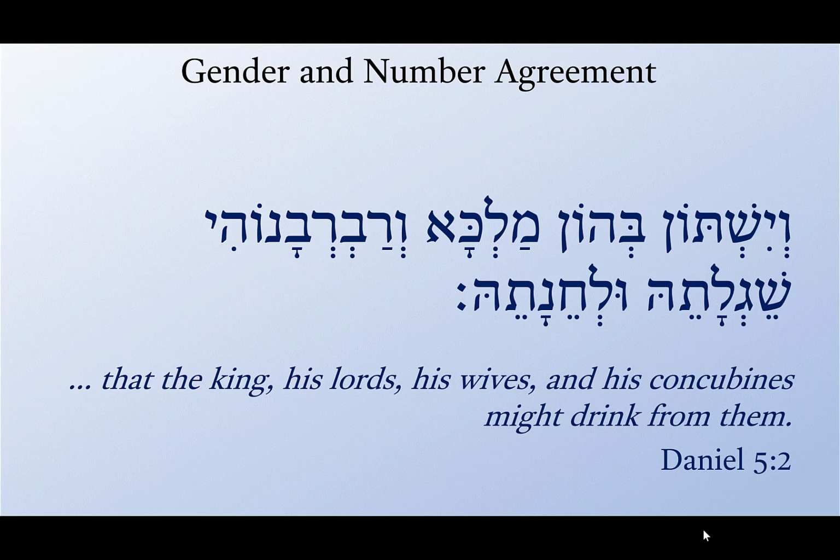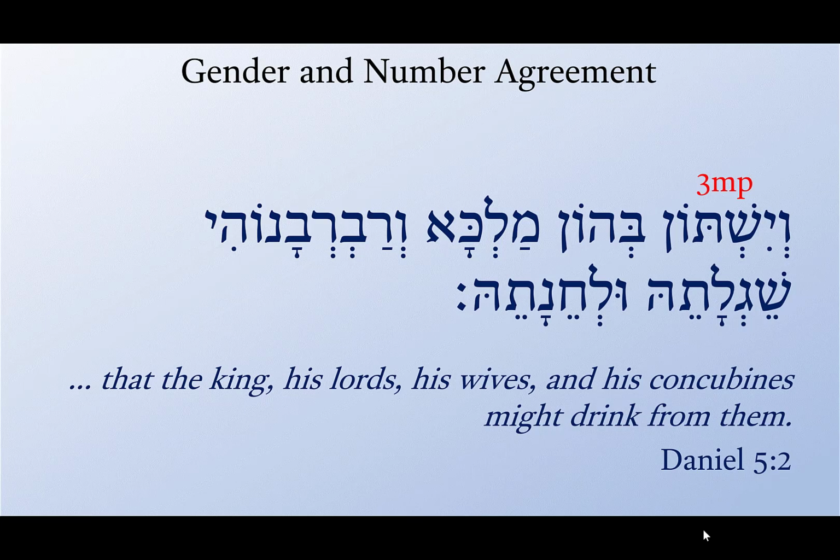And we'll talk about the gender agreement between adjectives and nouns when we discuss adjectives. So this is mainly just to show the more complicated gender and number agreement situations that can spring up when you have a list of nouns. So in Daniel 5:2, these words read that the king, his lords, his wives, and his concubines might drink from them. So the first word is that verb idea. It's a third person masculine plural verb form. So it's that they might drink, okay?